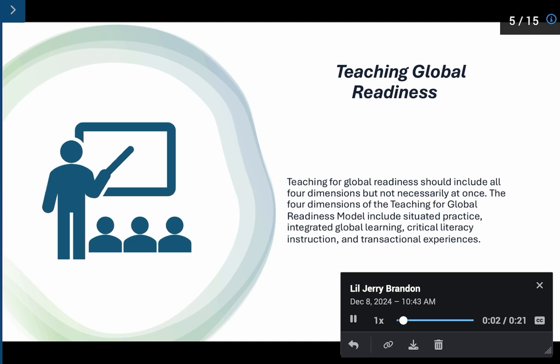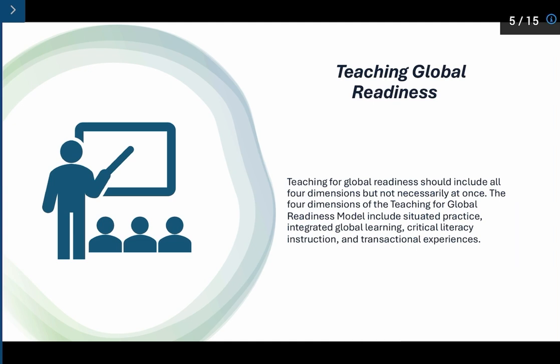Teaching for global readiness should include all four dimensions, but not necessarily all at the same time. The four dimensions of teaching for global readiness include situated practice, integrated global learning, critical literacy instruction, and transactional experiences.